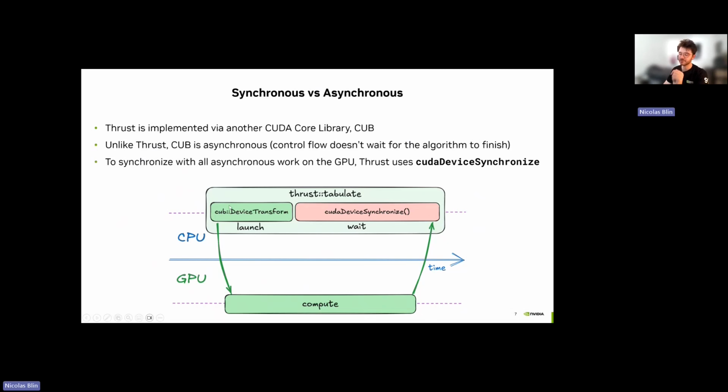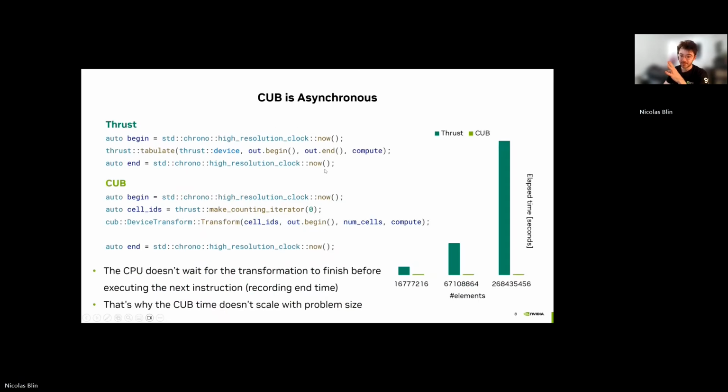Thrust first launches the computation on the GPU by using CUB under the hood, and then it synchronizes using CUDA device synchronize to wait for the GPU to be done before giving you back control of the CPU. That's why this thrust tabulate operation is blocking: under the hood it first calls CUB, which is asynchronous, but then synchronizes the CPU with the GPU, which means the CPU waits for the GPU to be done before continuing.